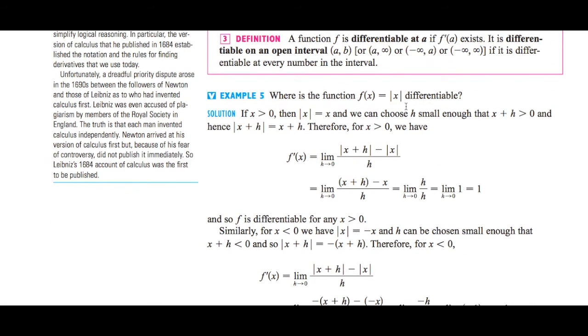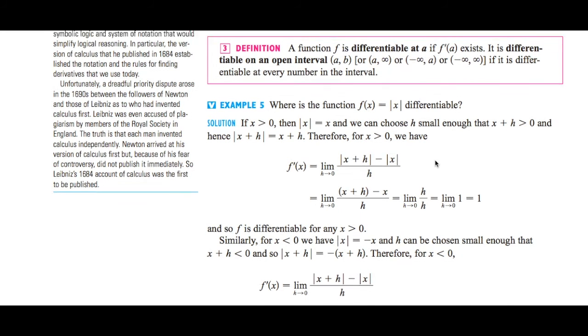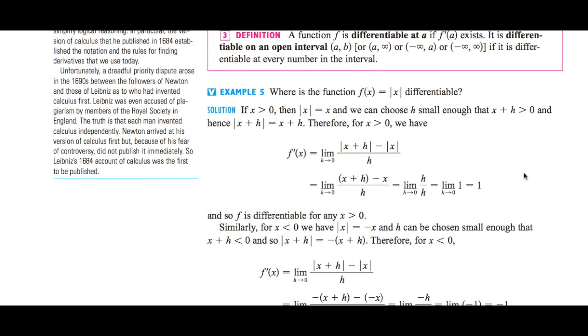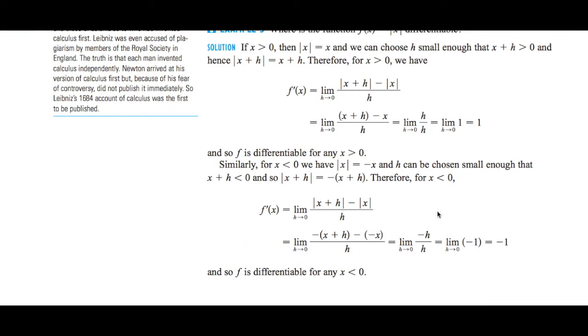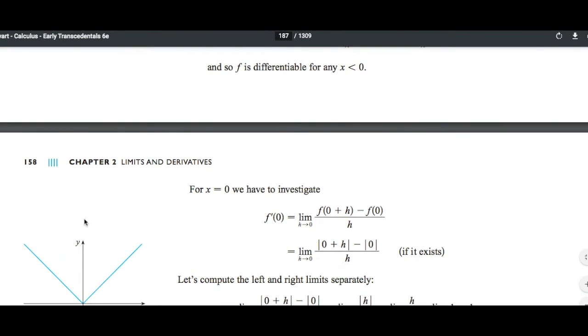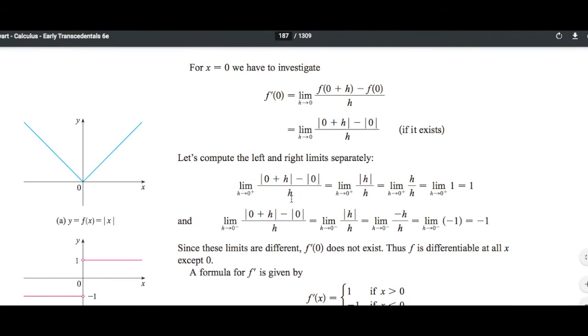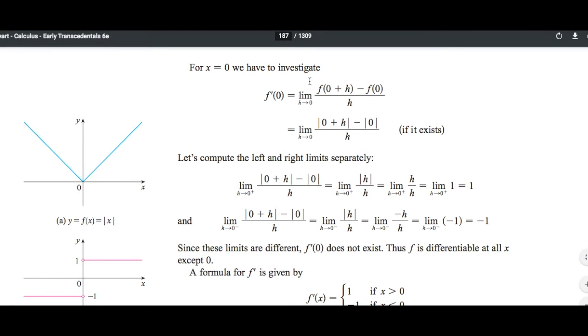Here is an example of absolute value that we've seen previously in the other section. If you take the derivative of it for just x larger than 0, it'll be 1. But if you take it for x less than 0, it'll be negative 1. So it's differentiable both at x larger than 0 and x less than 0. Now the only thing is we need to look at the point 0. For x equal to 0, we have to investigate.